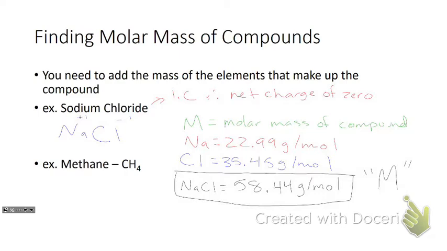Any questions there? So when we're just finding the molar mass, if we're trying to determine the molar mass of a compound, we just need to add the molar mass of each of the elements making up that compound, and that will give us the molar mass of the compound, okay?